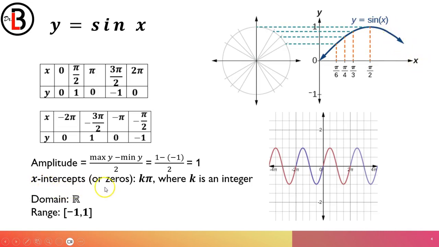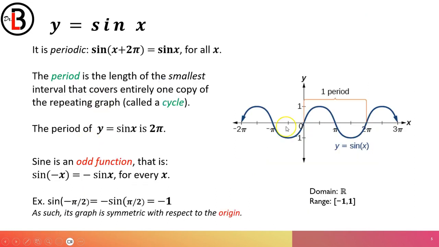The x-intercepts or zeros can be solved at k pi, where k is an integer. For sine, the domain is any real numbers and the range would be the amplitude, so from negative 1 up to positive 1. You can see here that sine is periodic, wherein sine of x plus 2 pi is sine x for all values of x.